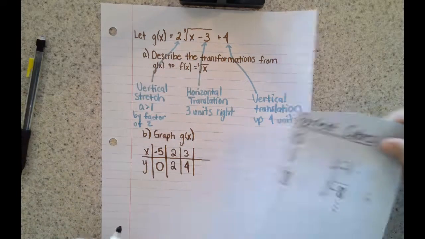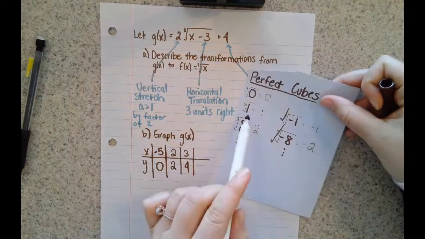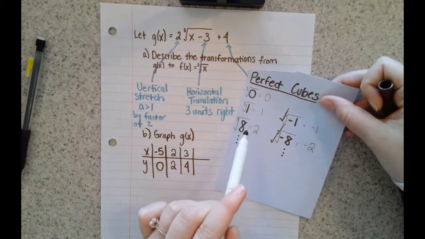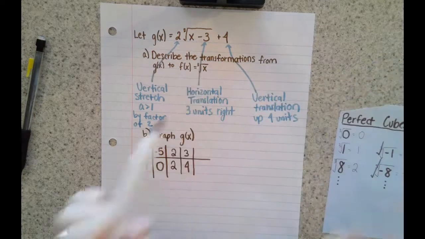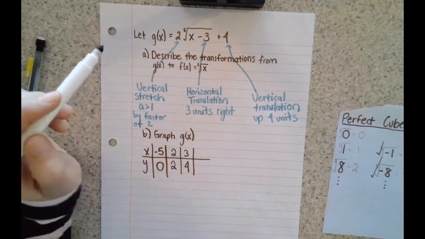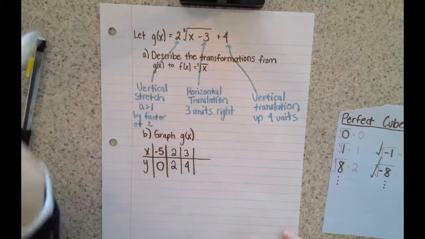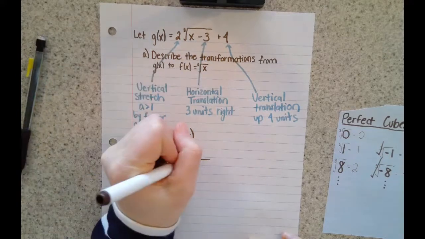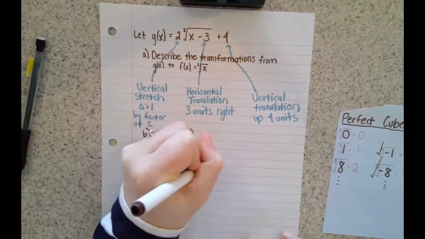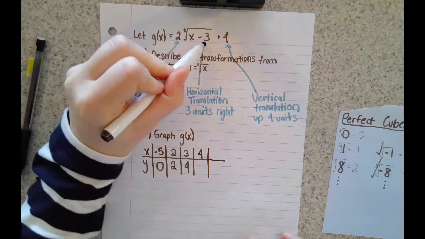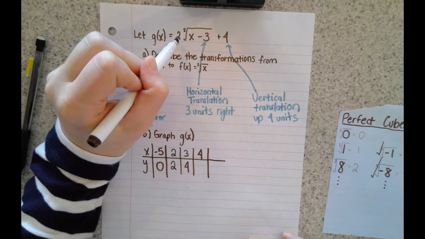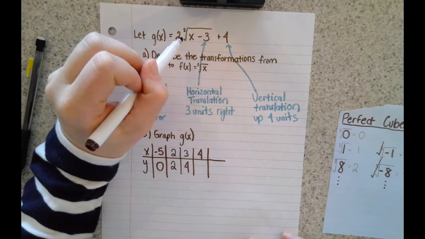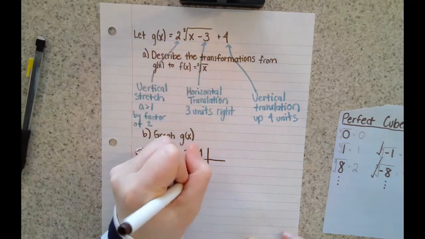Okay, and then 2 more inputs I want to plug in here. Now I'm going to shoot for a +1 and a +8 under my cube root. I know that 4 minus 3 is +1. So my next input will be a 4. 4 minus 3 is 1. Cube root of 1 is 1. 1 times 2 is 2, and 2 plus 4 is 6.